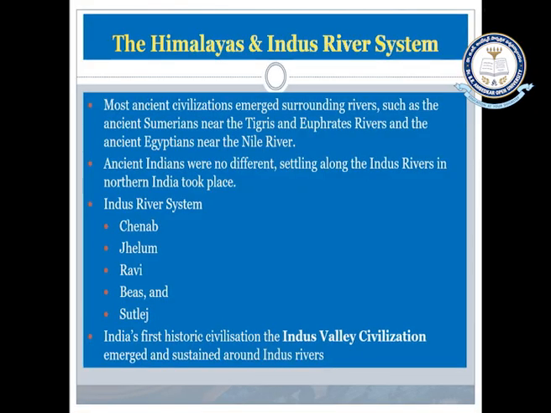Similarly, in the Indian context, the first historic civilization, that is the Indus Valley civilization, emerged based on the Indus river system and its tributaries. Indus river has 5 tributaries, namely Chenab, Jhelum, Ravi, Sutlej and Beas. These 5 rivers played a major role in the emergence of the first historic civilization in India, that is the Indus Valley civilization. Apart from the perennial rivers, the Himalayas also have passes. Through these passes came migrations, invasions and movement of goods.